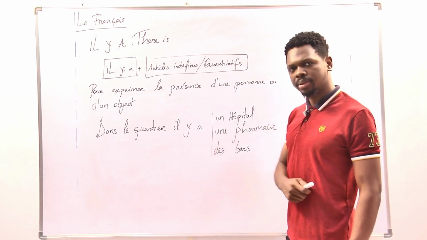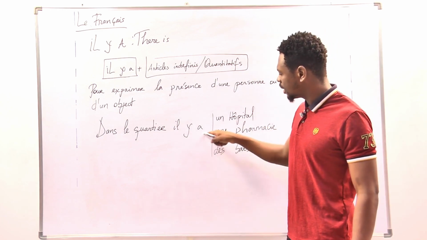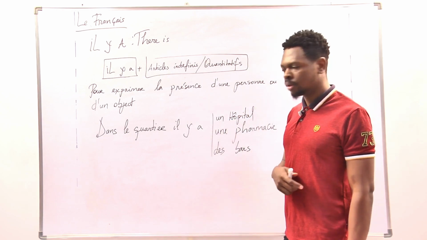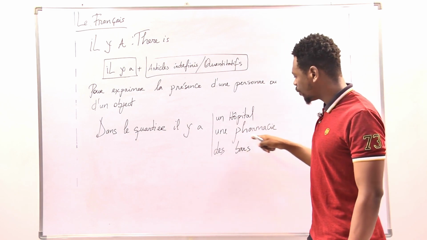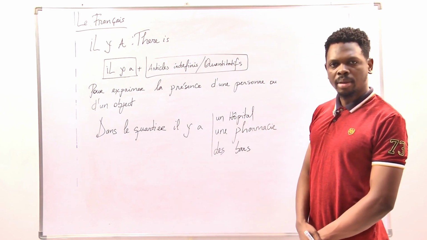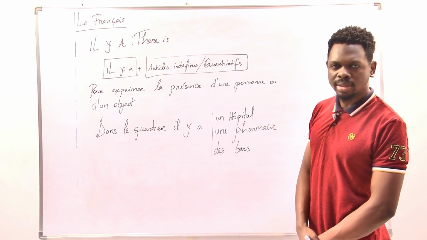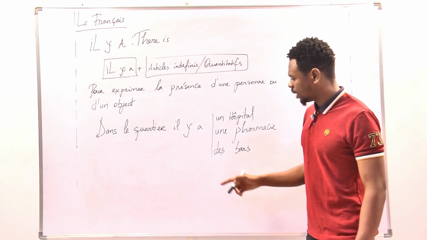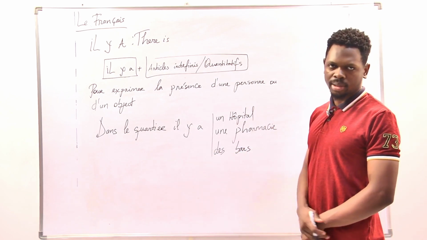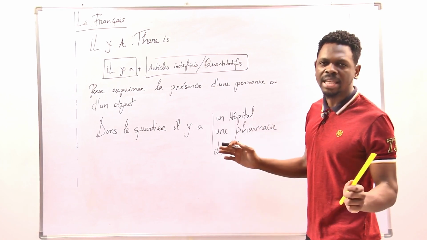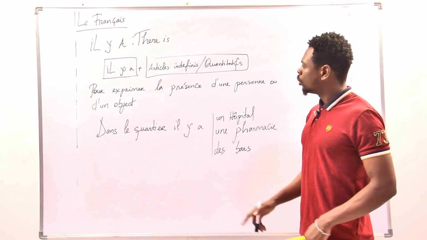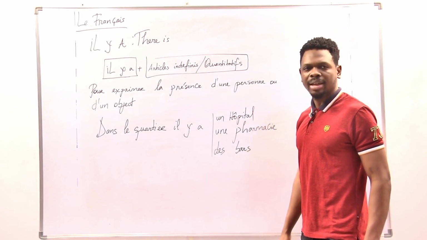un hôpital. It means there is a hospital. Dans le quartier il y a, in the neighborhood there is une pharmacie. There is a pharmacy. Dans le quartier il y a des bars. In the neighborhood there are bars. Many. Now, we can use also quantitatif.